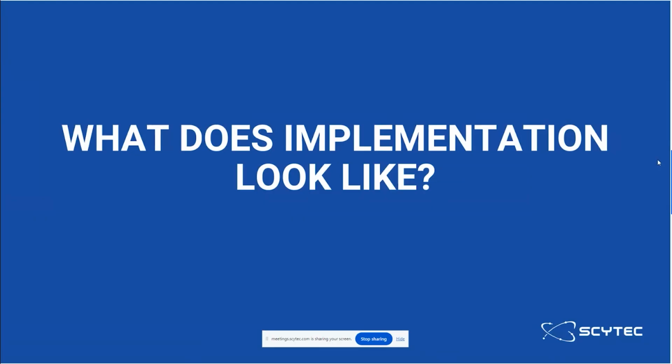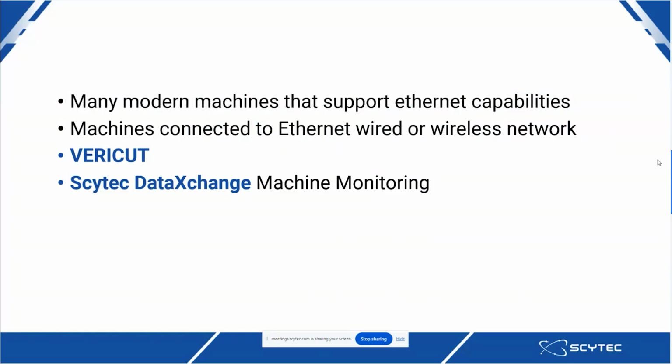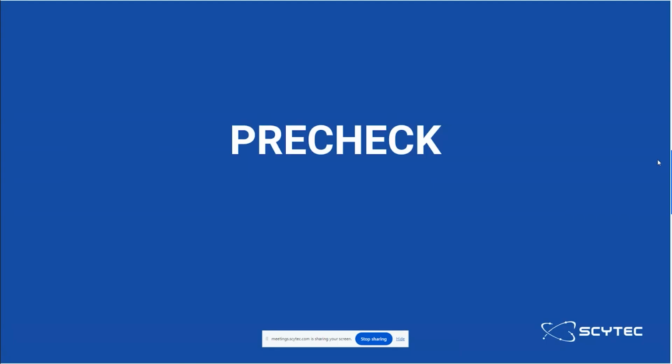So what does implementation look like for this? It's actually a lot easier than you might think it is. So owning or having VERICUT and Scytec DataXchange are kind of must-haves for this, but really any modern machines that support Ethernet capabilities, with those machines having the ability to be either on a wired or wireless network is really all that we require to have. And if you guys have any questions about this kind of stuff, please reach out to us. We will gladly walk through everything, show you a demonstration as well of CNC machine connectivity.